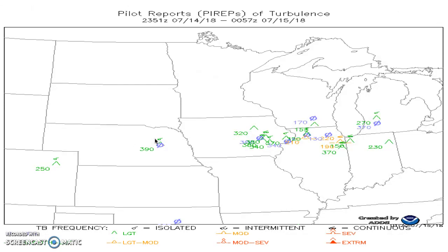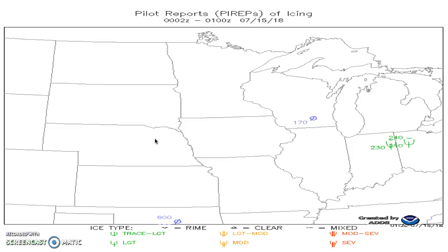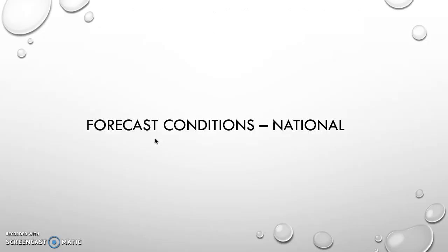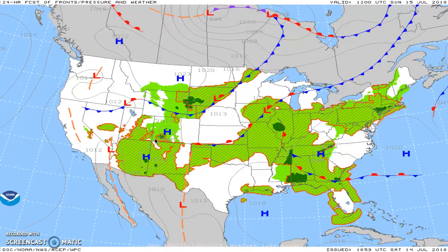Here are some pilot reports. There are no pilot reports within 200-300 miles of Grand Forks, so here are some turbulence reports that I pulled from the whole Minneapolis-St. Paul area. Nothing really affecting us. Same goes for icing. Nothing really affecting Grand Forks. And the same goes for IFR conditions. Nothing affecting our flying here. And we'll move on to the forecast conditions at the national level.